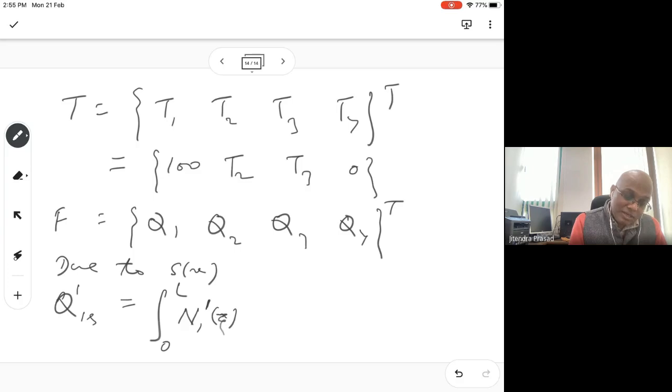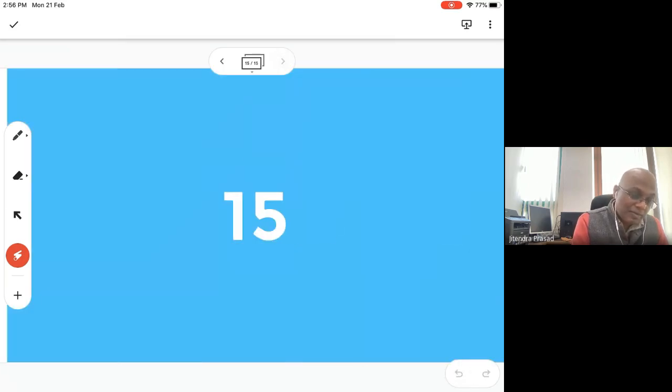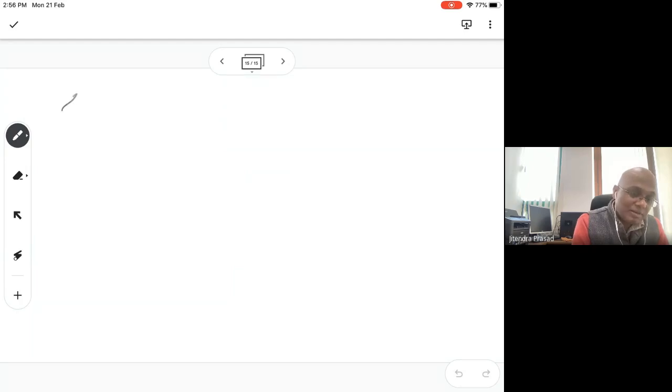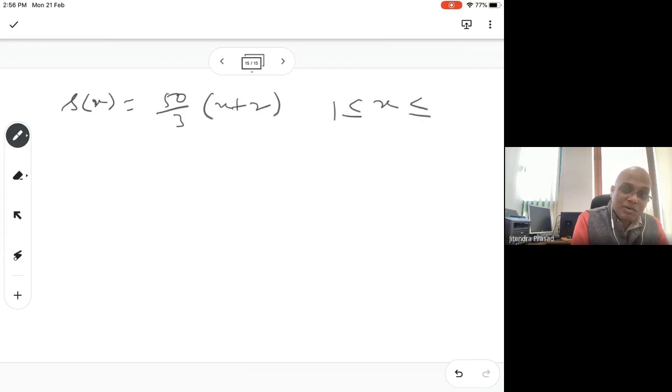Now be careful here, right? Here your X is starting from, when we calculated, X starting from 1 to that, right? So basically here we have to convert it into xi. So let me discuss that first. Okay, so what happens? Our S, always remember this, Sx equal to 50 over 3 x plus 2. Now the only thing is X varies from 1 to 4.